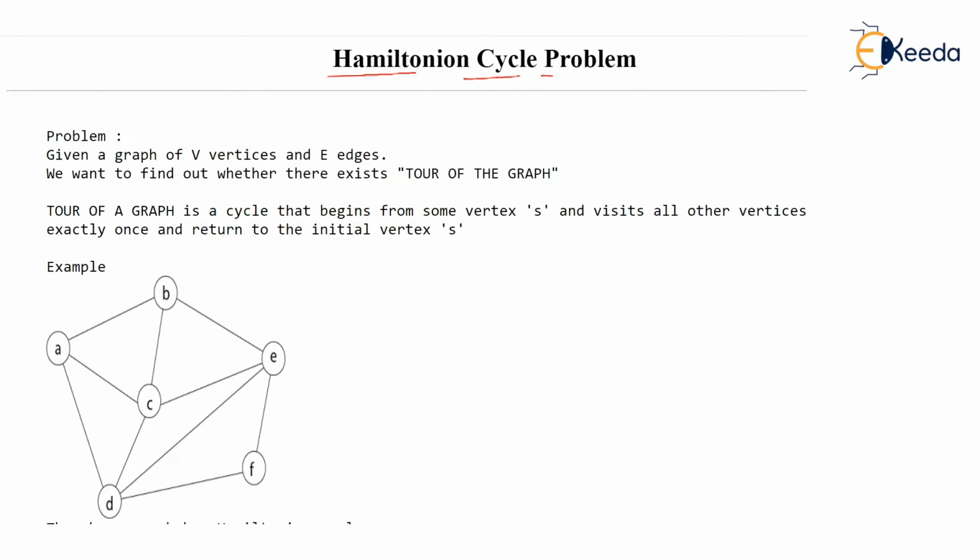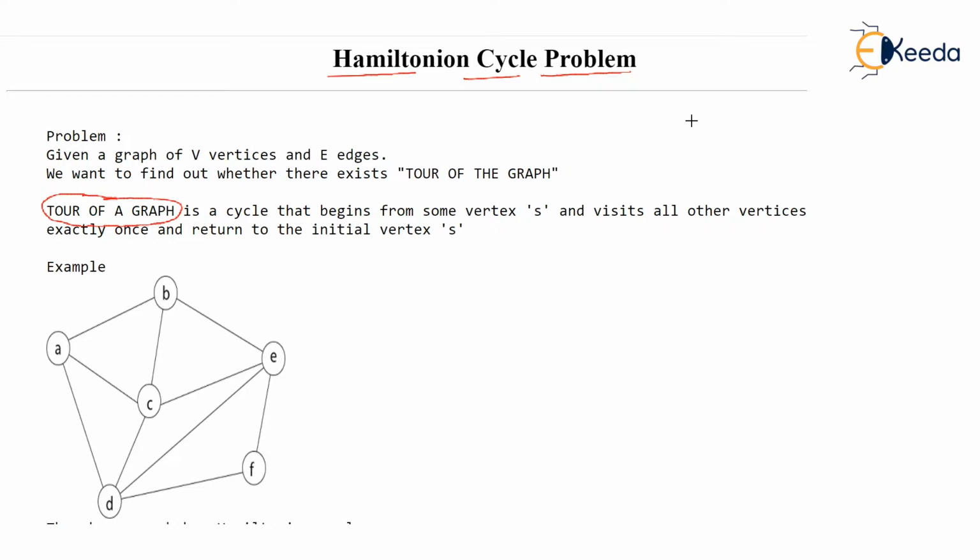Now, we are still discussing the chapter backtracking algorithm, and in the previous videos, we saw the n queen problem and the graph color problem in great detail. Let's see what a Hamiltonian cycle is. It is basically a tour of a graph. It's a graph problem and it is a tour of a graph.